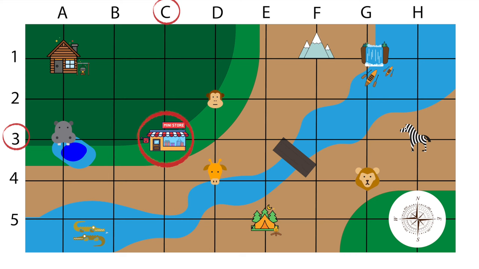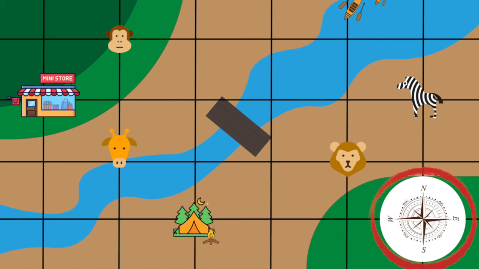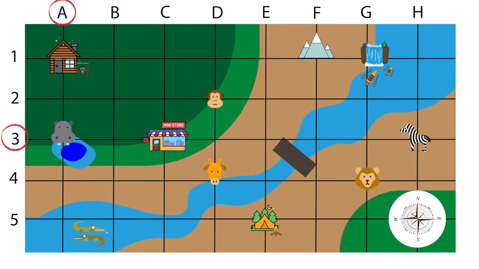Next stop is the hippo hole at 3A. It's 2 squares west of the supply stop. Do you remember using the compass rose to help us find direction? Let's take a look at it on the map. Put your finger on the supply stop. We want to go west 2 squares in our grid. This is west on our map. So move your finger over 2 squares to the west. There it is, 3A.